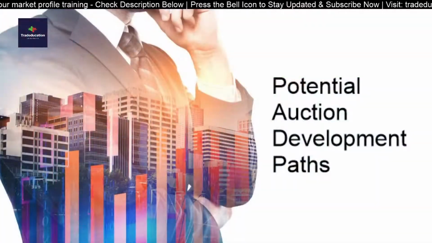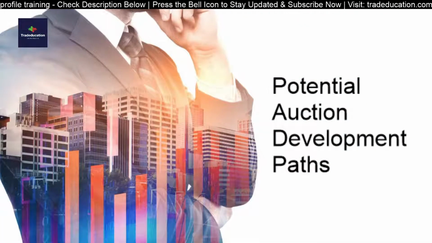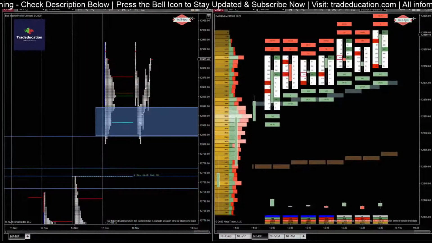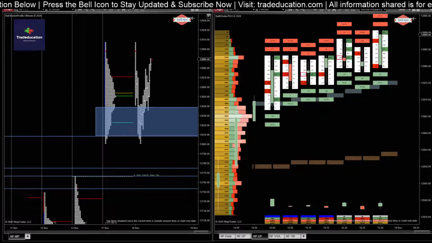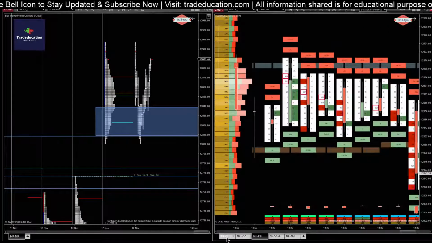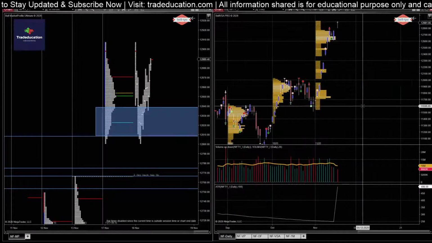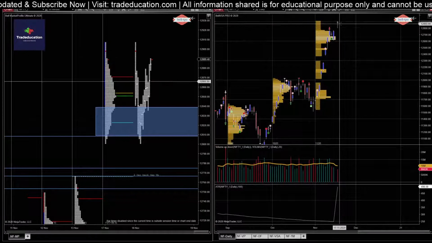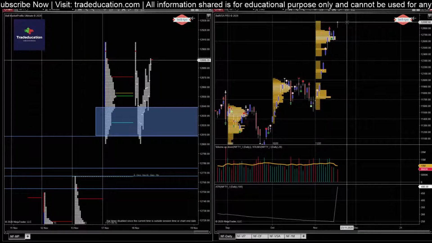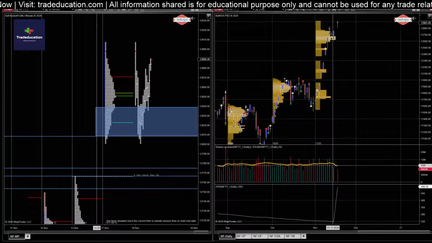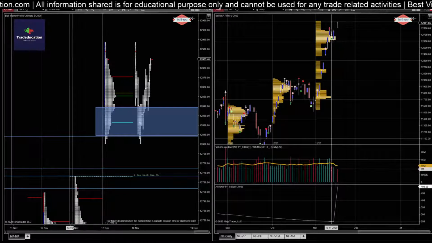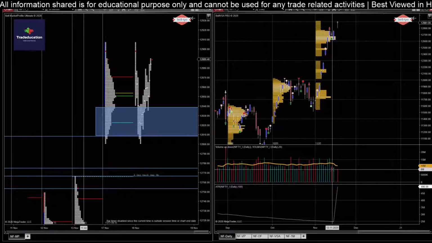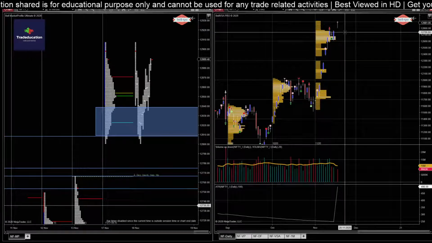Okay. So with that, let me quickly share my screen and look at what happened yesterday, how the auction developed, and whether there are any potential auction development paths for today. First, let me jump to the daily chart. From the daily chart, we see the auction opened around the all-time highs and got rejected. The overall volumes are okay, but less compared to the previous three trading sessions, so the overall volume flow is less.